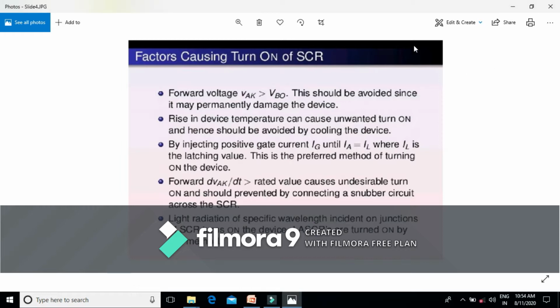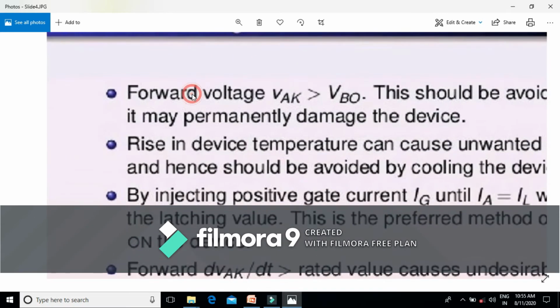Now the next topic is factors causing turning on of SCR, or we can say we have different turning on methods of SCR. When the forward voltage is applied across the anode to cathode terminals, it can be turned on by any of these following techniques. The first one among that is called forward voltage triggering.